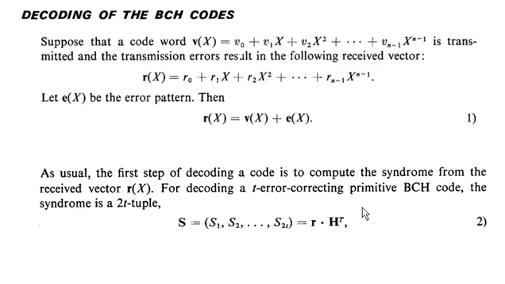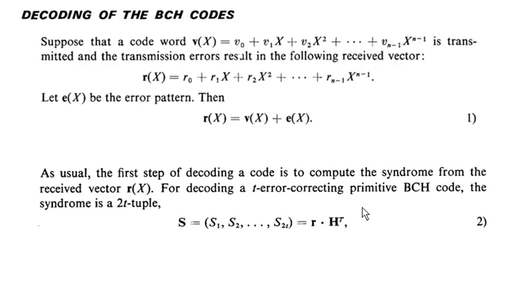Suppose that a code word v of x equal to v0 plus v1x plus v2x square up to vn minus 1 x raised to n minus 1 is transmitted, and the transmission error results in the following received vector. So we transmitted a vector and we received another vector, that is r0 plus r1x plus r2x square plus up to rn minus 1 x raised to n minus 1. Then we assign that e of x be the error pattern. Then we know that the received vector is the correct code word plus that error.